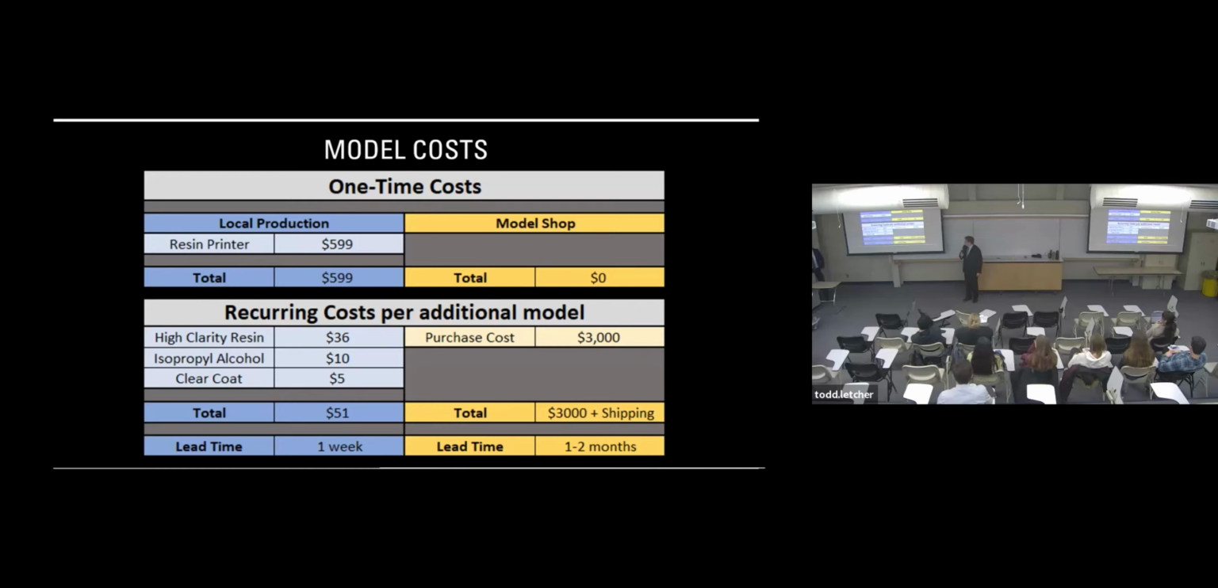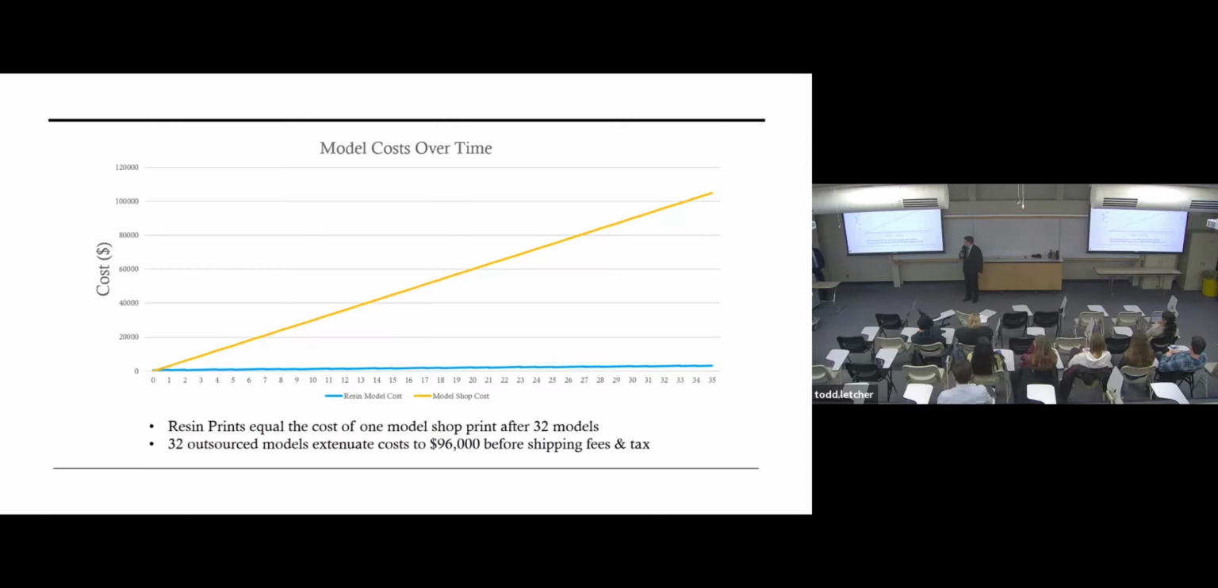If we extend this out a little bit, we end up that the resin prints equal out in cost with the model shop after 32 resin prints. Furthermore, at 32 outsourced models, you're looking at $96,000 invested. That carries with it an opportunity cost, whereas the Basu Lab has 32 possible models that they could be printing and testing with. They don't have the $96,000 to work with.